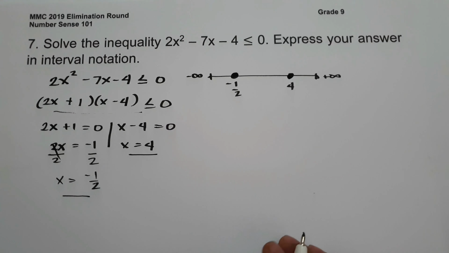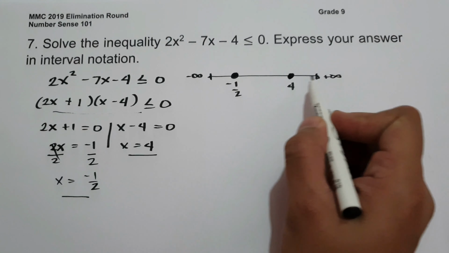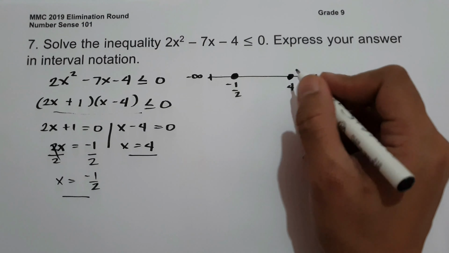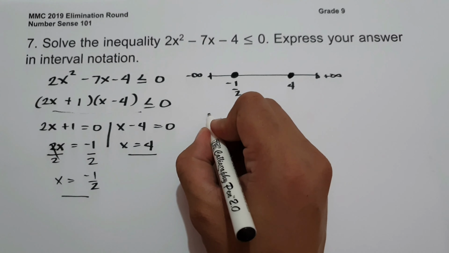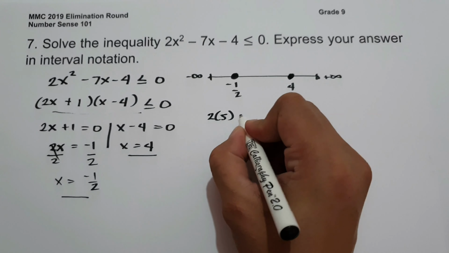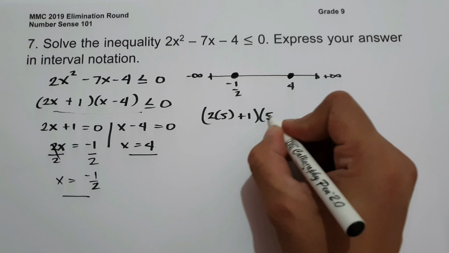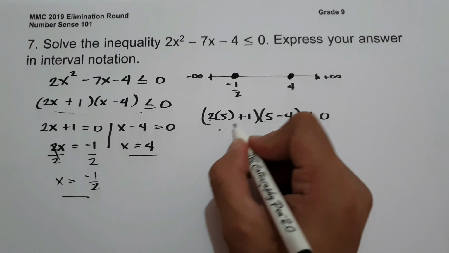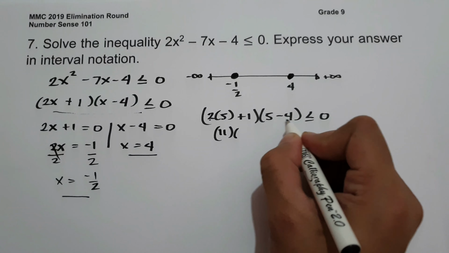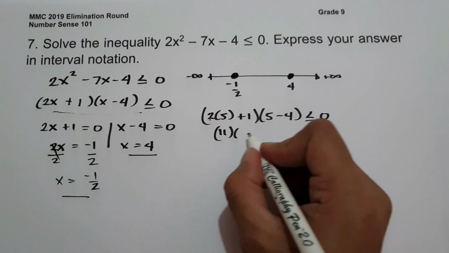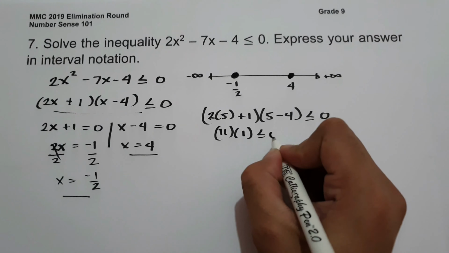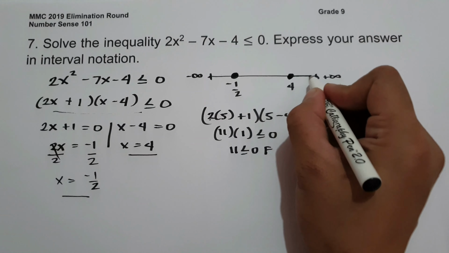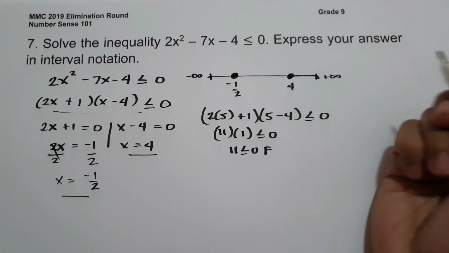Now, let us check which of these regions is our solution. Let's say, for example, numbers greater than 4. Let's say 5. Let's have 2 times 5 plus 1 multiplied by 5 minus 4 less than or equal to 0. 2 times 5, that is 10, plus 1, that is 11, multiplied by 5 minus 4, that is 1, less than or equal to 0. So that is 11 less than or equal to 0. So this will be false. So this part does not belong to the solution.